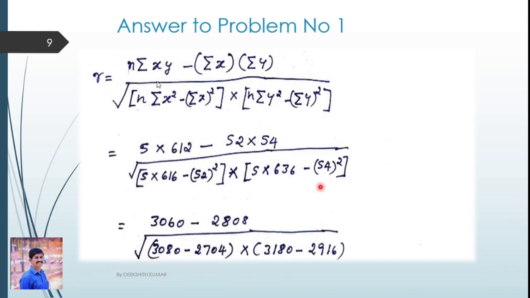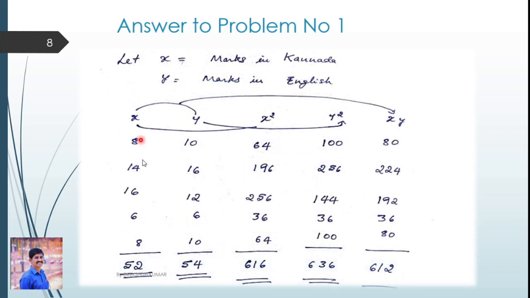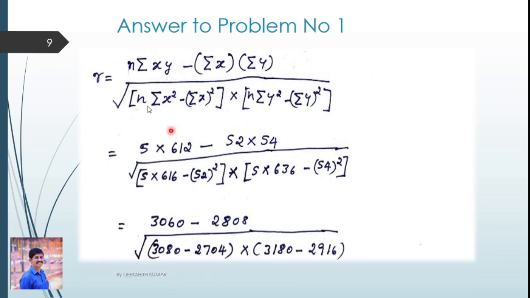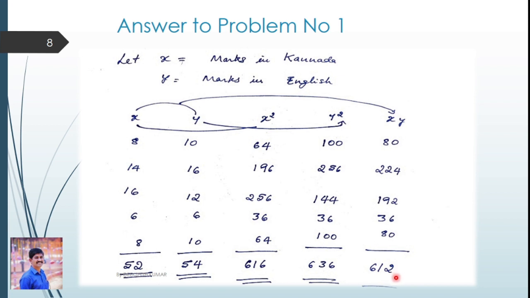Now Karl Pearson's coefficient of correlation formula, r is equal to n sigma xy minus sigma x into sigma y, divided by square root of n sigma x square minus sigma x whole square into n sigma y square minus sigma y whole square. So n is the total number of values: 1, 2, 3, 4, 5. There are 5 values, 5 students. So n is equal to 5. Sigma xy we have already calculated, that is 612.